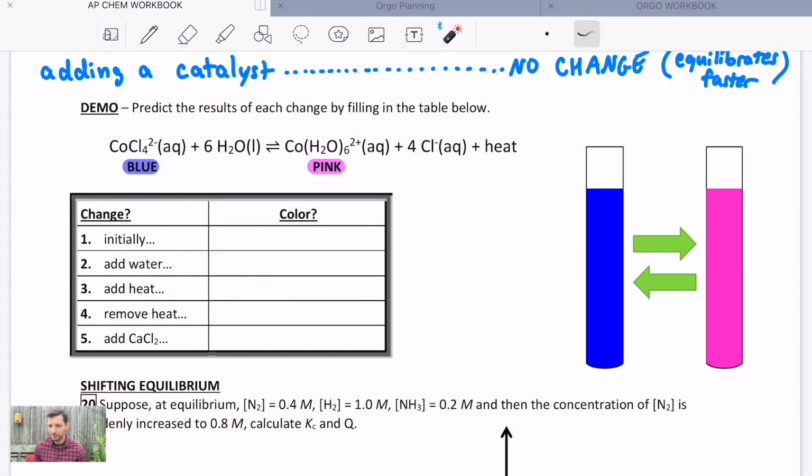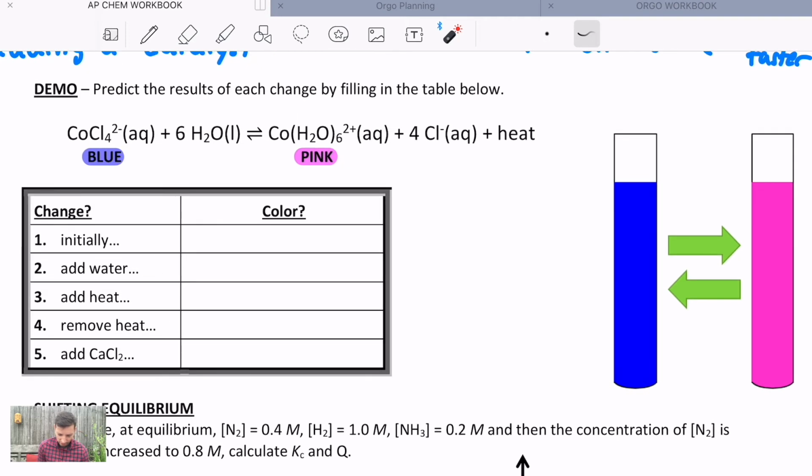So let's just recap this back on our notes here and write what we saw. Initially, we had just the blue cobalt complex. We added some water. That's a reactant that will force it to go forward, which means it changed into pink. Then we added heat. This is an exothermic reaction. So if I add heat, that's like adding a product. That means it's going to shift to the left, and we're going to turn it back to blue.